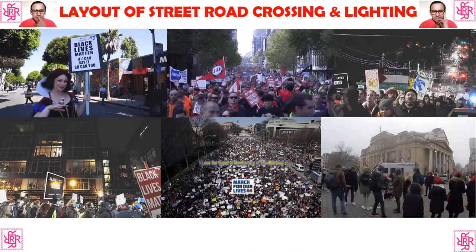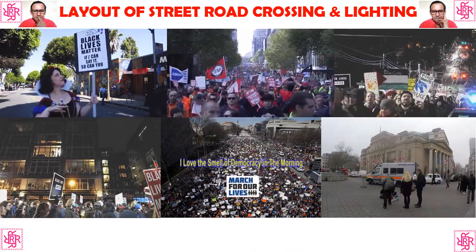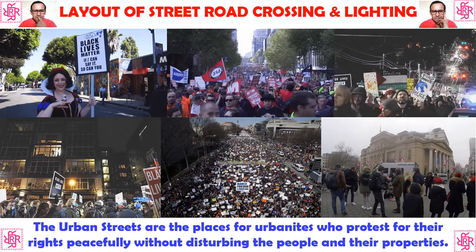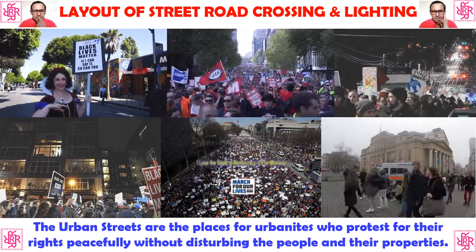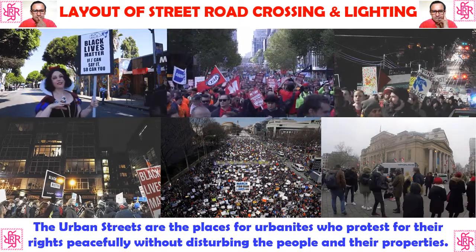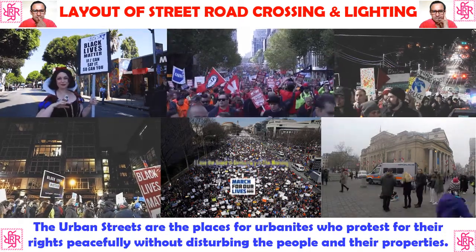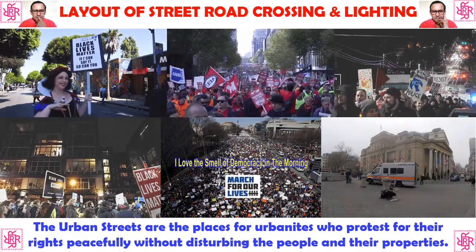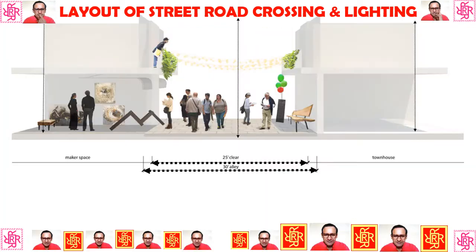In the developed world, you can find that people do protest within the streets. The urban streets are the places for urbanites who protest for their rights peacefully without disturbing the people and their properties. This is one of the important things. Well, now this is another sketch which I have drawn for you. This is the layout of the street, road crossing, lighting.